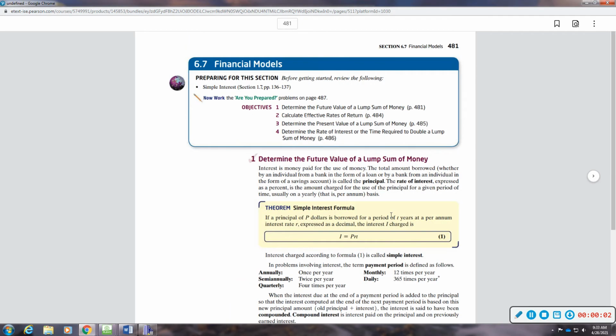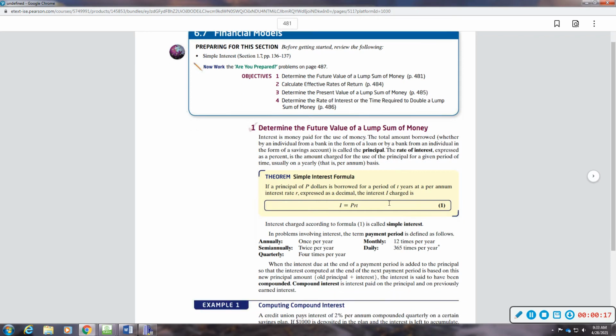All right, today we're going to be looking at chapter 6.7, financial models. This is very important and very applicable to you in your daily life as far as savings and things of that go, credit card interest rates, home loans, and different things that you will use. We'll use these things. So it will give you a little bit of an insight of how some of that is computed and what's going on behind the scenes.